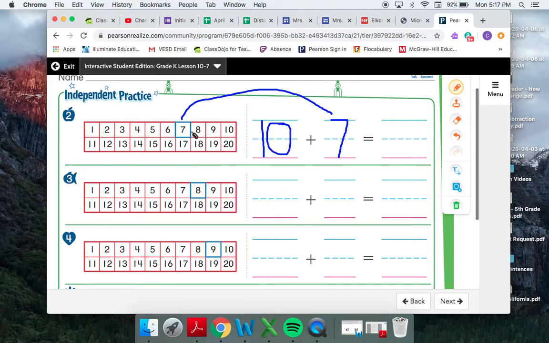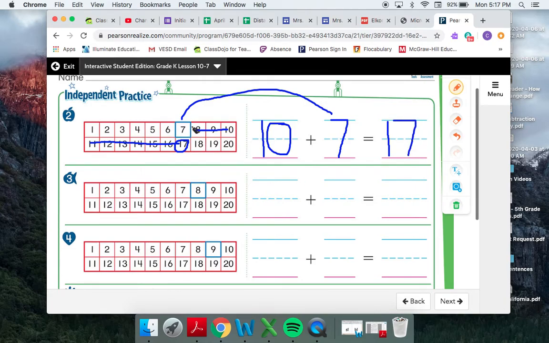Okay, and then we're going to count our 10 more. So 1, 2, 3, 4, 5, 6, 7, 8, 9, 10. We're going to stop here. Okay, what number did we stop on? It should be directly under the number 7. How do we make that number? It's a 17 with a 1 and a 7.